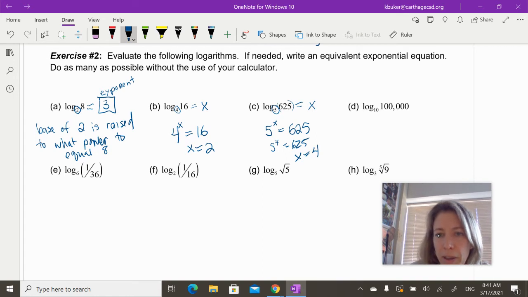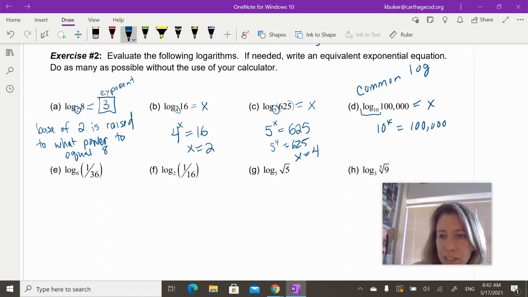Now, log base 10 is a special one. This is called the common log, which we'll talk about later. If it has a base of 10, we call it a common log. I'm just going to introduce that now. We're not going to talk too much about it, but we're still doing it the same way. This is 10 to what power equals 100,000? With tens, it's kind of easy, because 10 to the first power is just 10, 10 to the second power is 100, third, fourth, fifth. Basically you just count the number of zeros to find what power of 10 it is. So x equals 5.